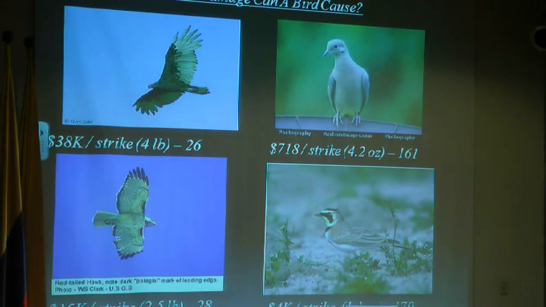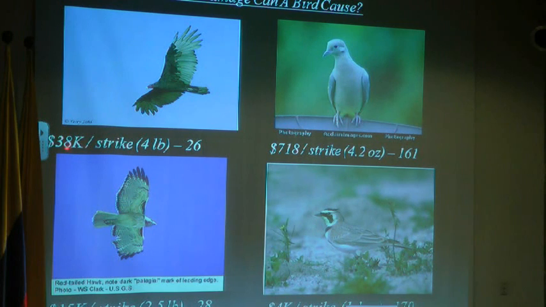So, how much damage can a bird cause to a big airplane like this? Well, it depends on the bird, and everybody always says that bigger birds are more dangerous, and that's generally true, but even small birds can cause problems if they hit the airplane at the right place at the right speed. These are some numbers that I pulled out of the U.S. Air Force database for 2010.